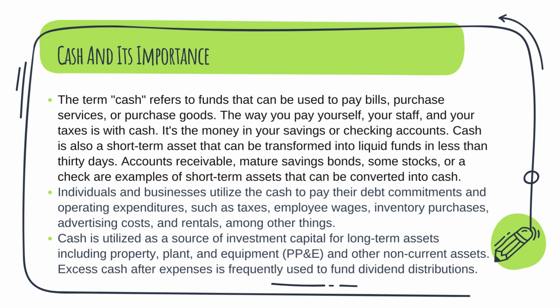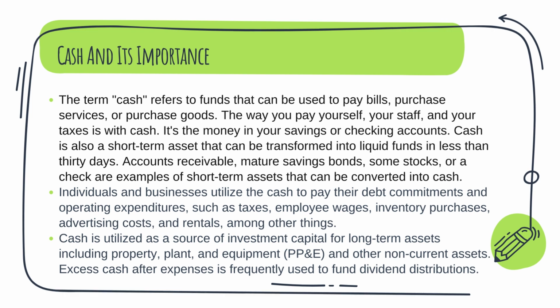It's the money in your savings or checking accounts. Cash is also a short-term asset that can be transformed into liquid funds in less than 30 days. Accounts receivable, mature savings bonds, some stocks, or a check are examples of short-term assets that can be converted into cash. Individuals and businesses utilize the cash to pay their debt commitments and operating expenditures, such as taxes, employee wages, inventory purchases, advertising costs, and rentals, among other things.